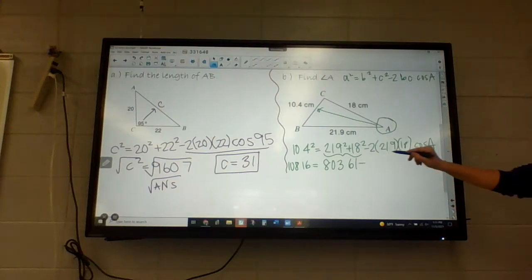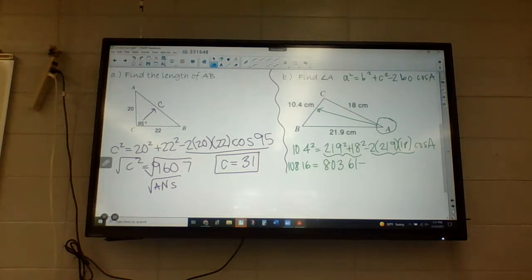And this multiplication I can do all at once. Now I don't know what the cosine of A is, so I'm going to multiply this all together and leave cosine of A there right now.